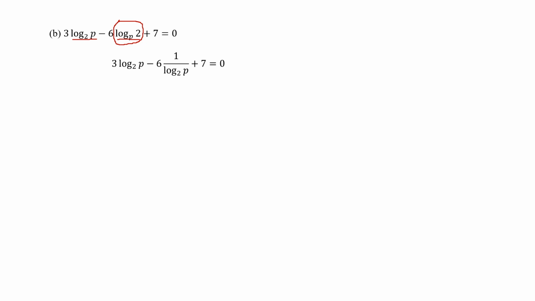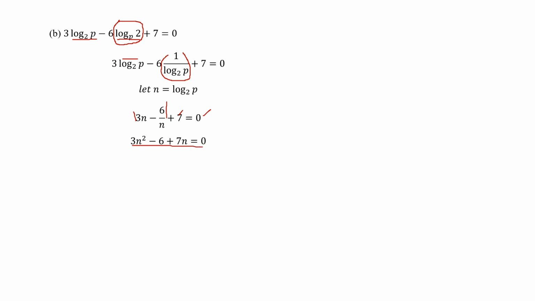So when we change the base, we are having this here. Then we make the log of p base 2 to be an unknown. So we let n be equal to log of p base 2. Then when we substitute the n, we are having 3n minus 6 all over n plus 7 is equal to 0. Then now we are going to multiply throughout by n. So when we multiply throughout by n, here it will be 3n squared, here the n will cancel out, here it will be 7n, and there it will be 0 as here.